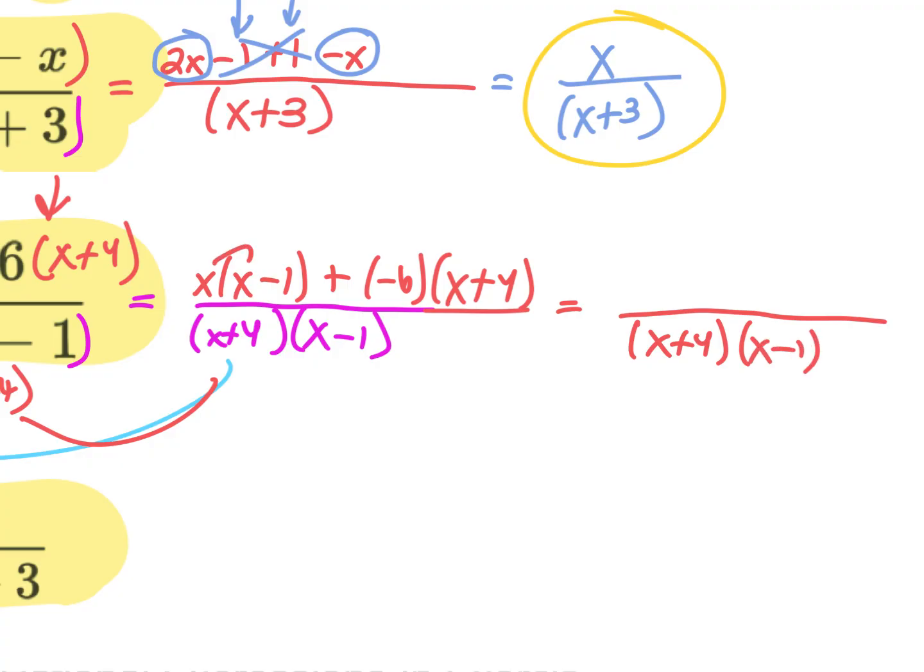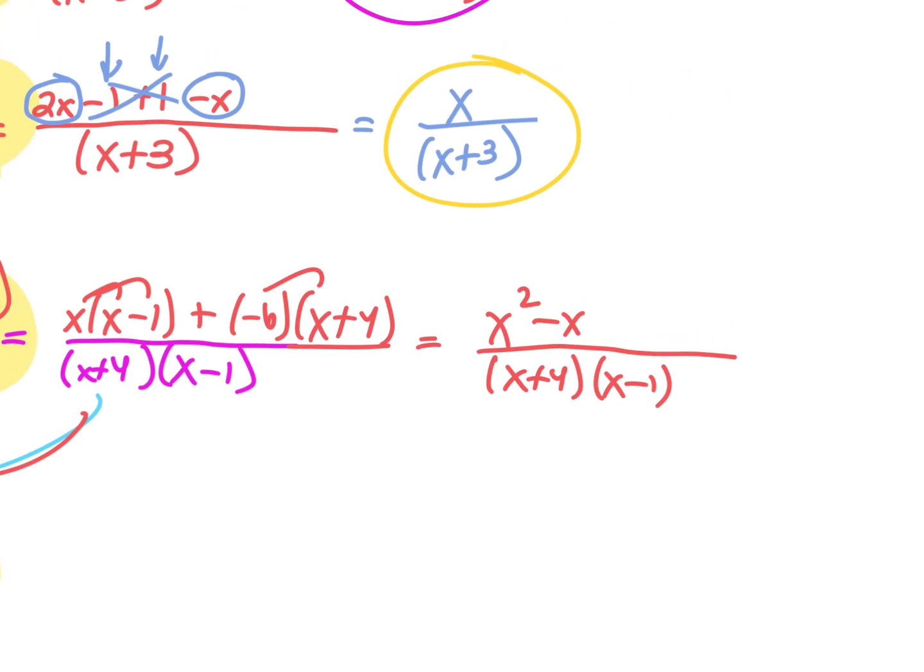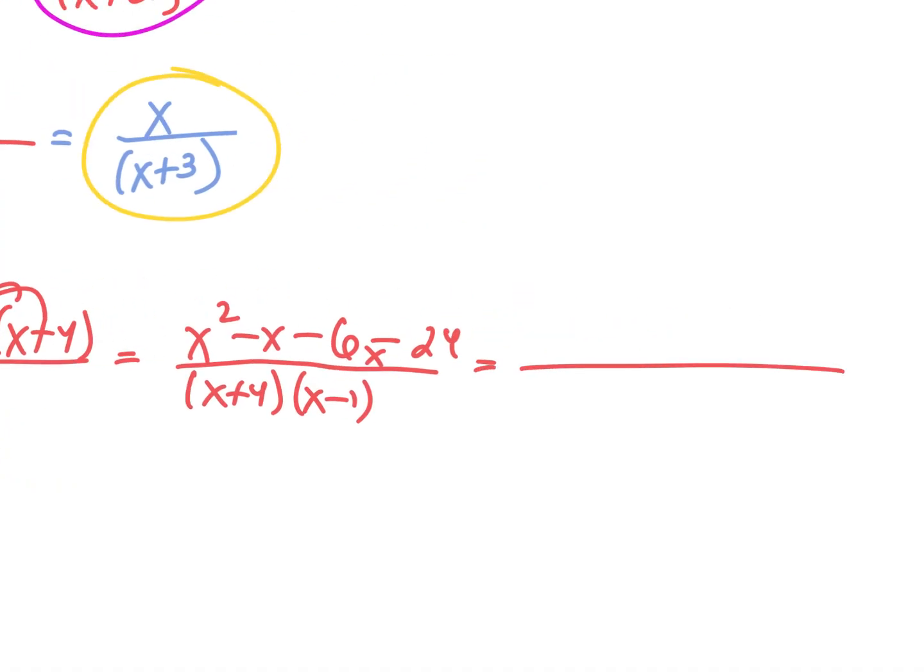So x times x is x squared. X times negative 1 is minus x. Then I have negative 6 times x is negative 6x. And then negative 6 times 4 is? What's negative 6 times 4? Negative 24. All right, so keep your denominator: x plus 4, x minus 1.